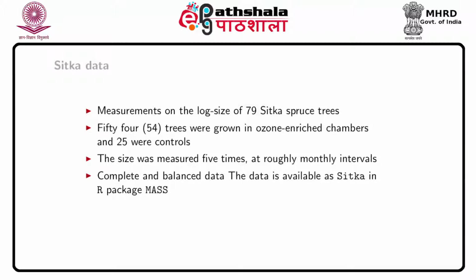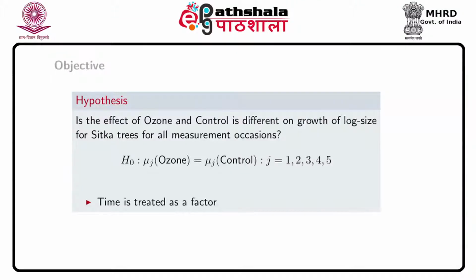Note that the Sitka data consists of measurements of 79 Sitka spruce trees, of which 54 are grown in ozone enriched chambers and 25 were treated as controls. The size was measured 5 times at roughly monthly intervals, and the data is complete and balanced. There is no missing data, and each tree is measured 5 times and is available as Sitka in the R package MASS.